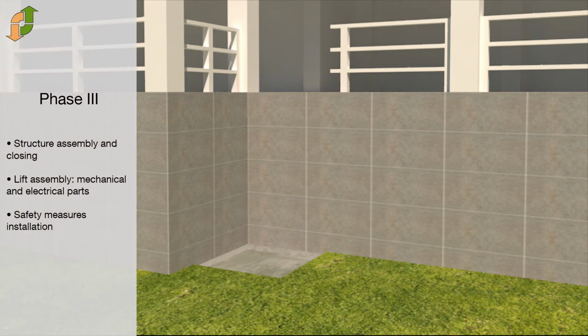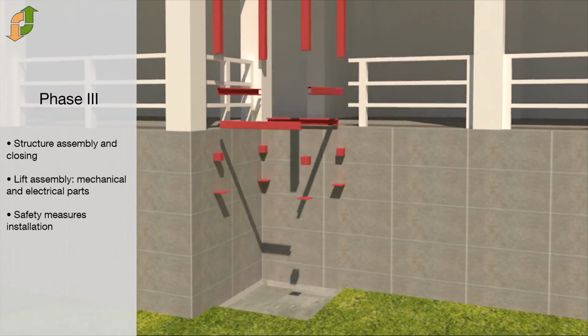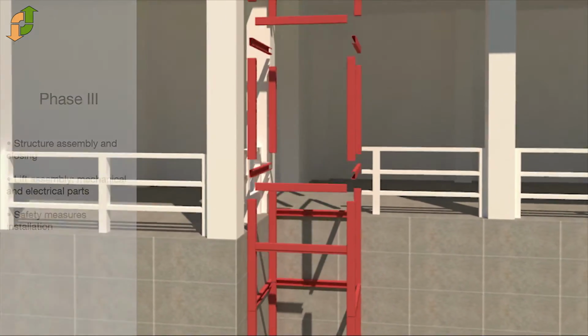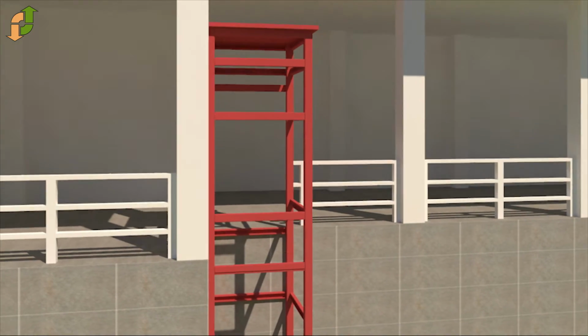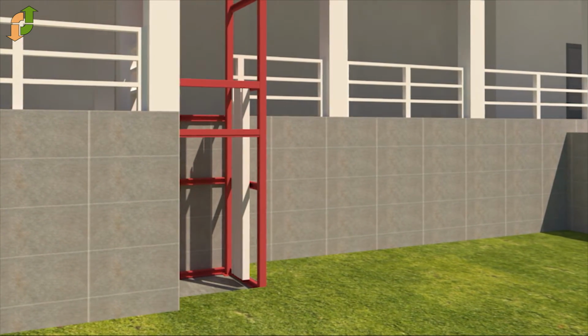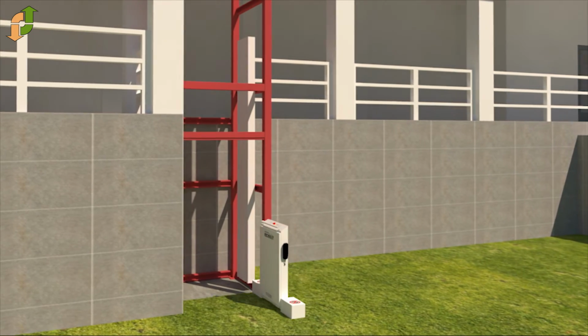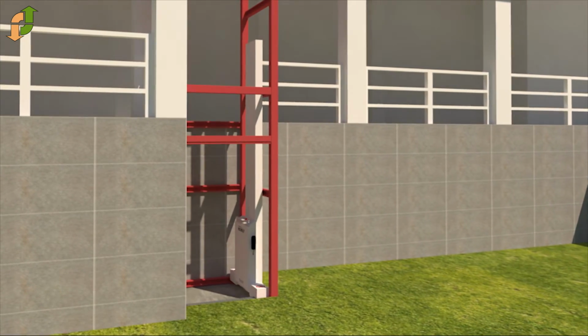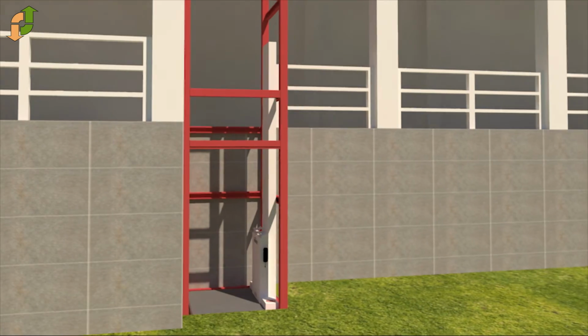Phase 3. The structure assembly and its closing are done in this phase. Likewise, the lift assembly with the mechanical and electrical parts is done and the safety measures are installed.